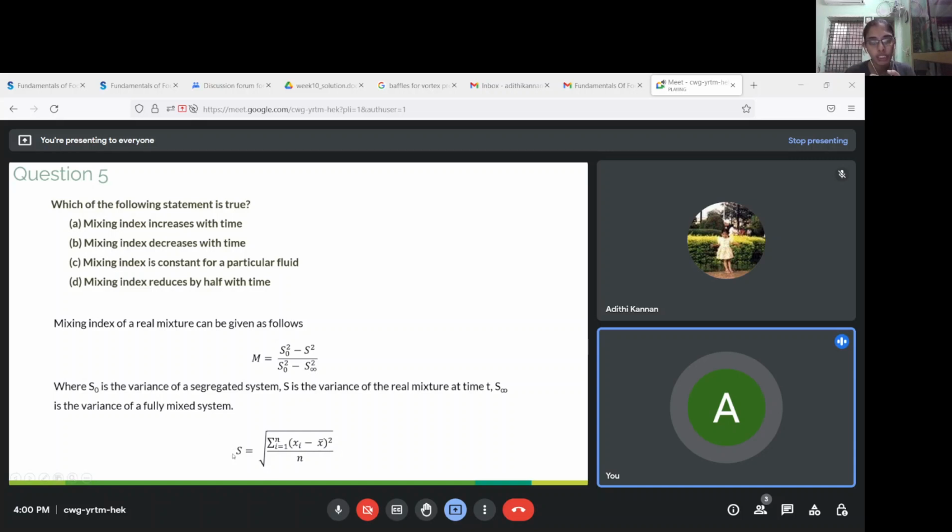So if your S reduces over time, your S square will also reduce over time. So if S square reduces over time, your numerator will become very large. That is, your S naught square will be constant. S infinity square will be constant for a particular component that you are dealing with. So given that the rest of these are constants and S square is reducing over time, your numerator will increase and hence your m will also increase with time.